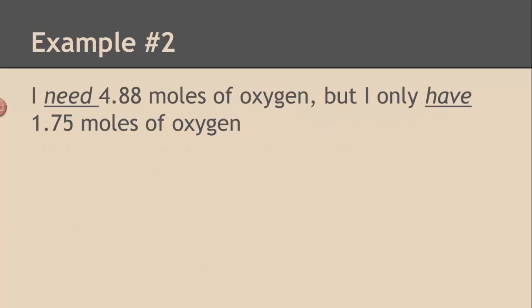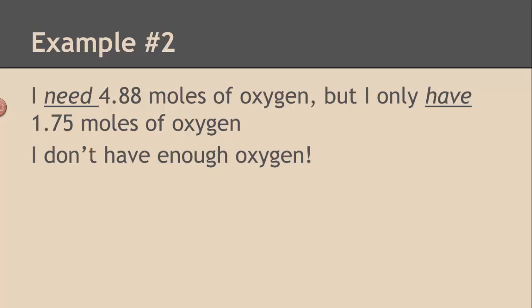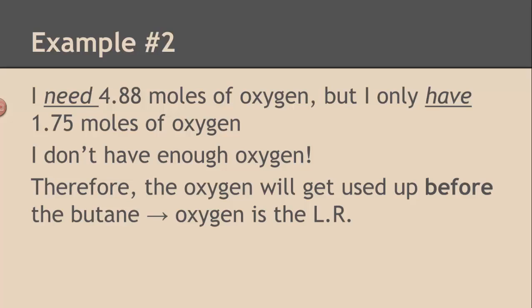Okay, so let's compare. I need 4.88 moles of oxygen, but I don't have that. I only have 1.75 moles of oxygen. So in order to react all of my butane away, I have to have more oxygen than I actually have. I don't have enough. And since I don't have enough, that means the oxygen is going to get used up first. That means that oxygen is the limiting reactant.